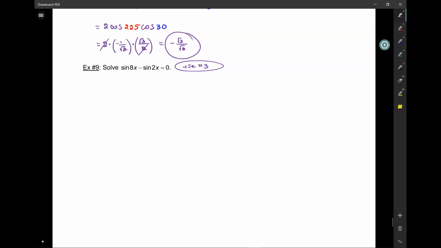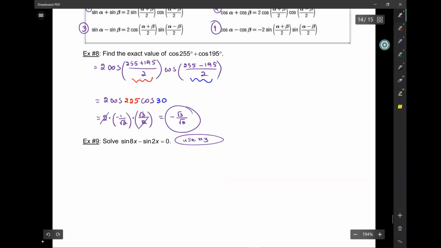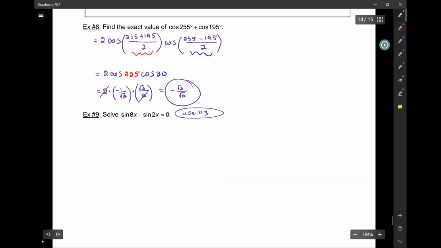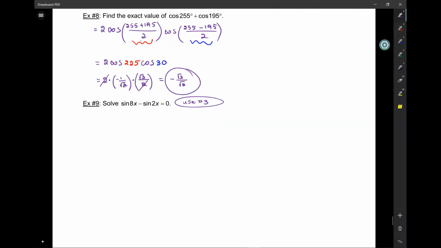How did you know to use the third one? Because what you have here is sine of an angle. For some reason, I labeled the top right. Oh, yeah, that's what I did. Okay, so now, what are we going to do here?